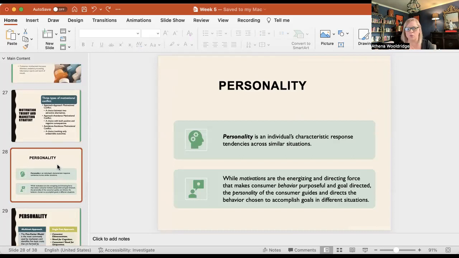Personality, these are the individual's characteristic responses. This is how they have a tendency to respond. Motivation is directly linked to personality because there's this innate internal force. Personality will tend to guide a consumer and direct that sort of behavior. You have an outgoing personality. If you have kind of a more reserved personality, these can play into your motivation and your ability and desire to be involved in that motivation.